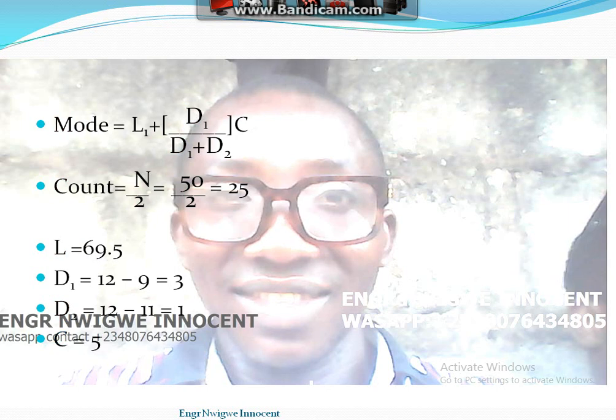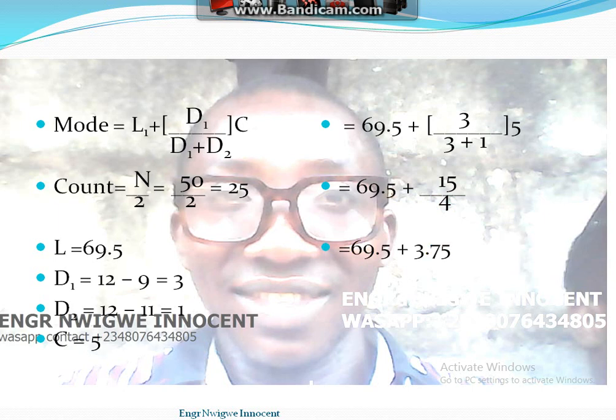Therefore, we substitute these values into the formula. We now have 69.5 plus, in bracket, 3 over, that is 3, which is data 1, over data 1, which is 3, plus data 2, which is 1, times the class boundary, which is 5. Then, if you do the mathematics and open the bracket, we have 69.5 plus 15 over 4, which will give us 69.5 plus 3.75. Our mode is equal to 73.25.